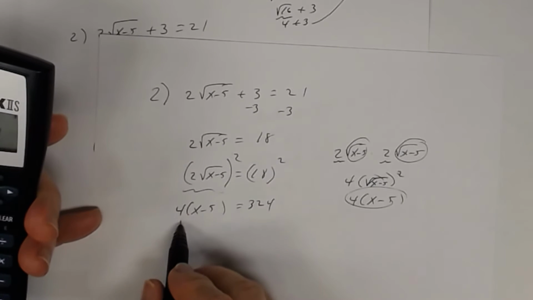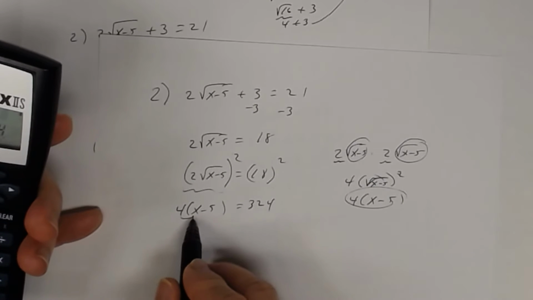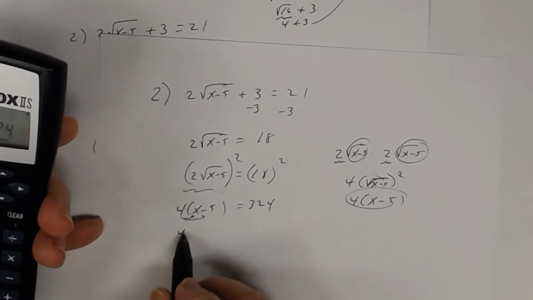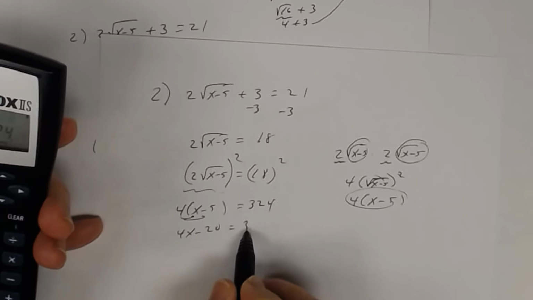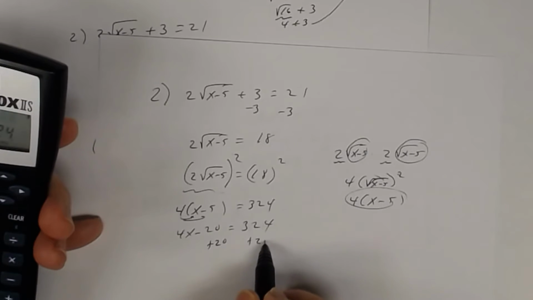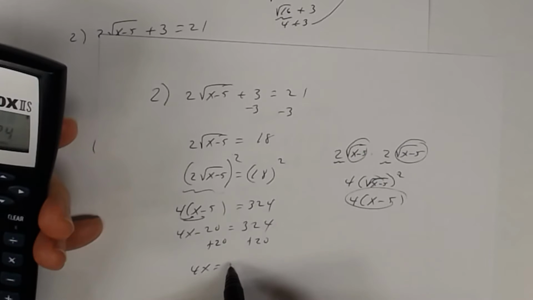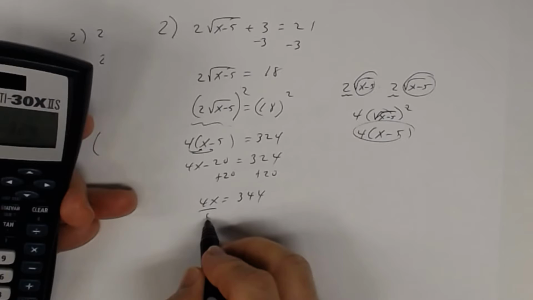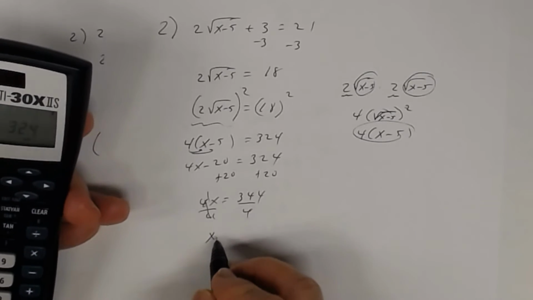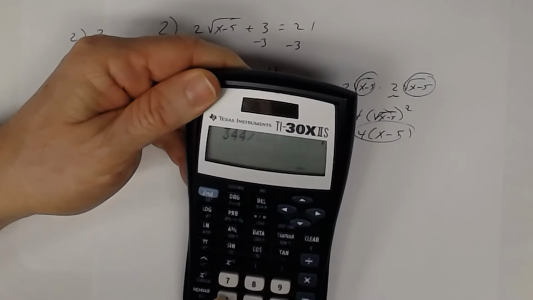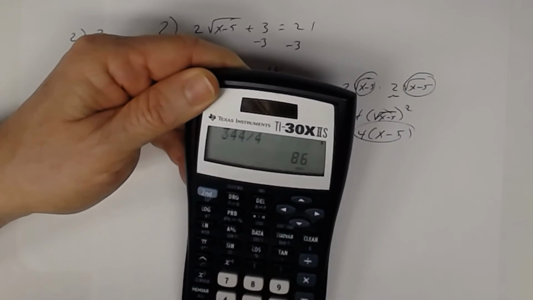And now some of you may say, well, I'm going to go ahead and distribute, which is fine. You could have also divided by 4. So you get 4x minus 20 equals 324. And then adding 20 to both sides, I get 4x equal 344. Then dividing both sides by 4, 344 divided by 4 equals 86.